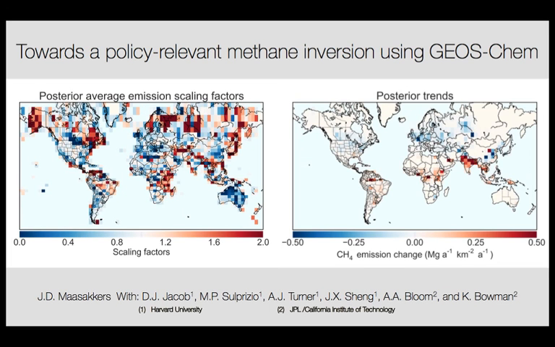Right. We are working towards a policy-relevant methane emission inversion. We're starting off from a state-of-the-art prior emission inventory, including our gridded EPA inventory for the United States. And we then combine it with the full GOSAT data record. And our inversion doesn't only give average emission scaling factors, shown on the left, but also grid-level trends and annual global OH scaling factors.